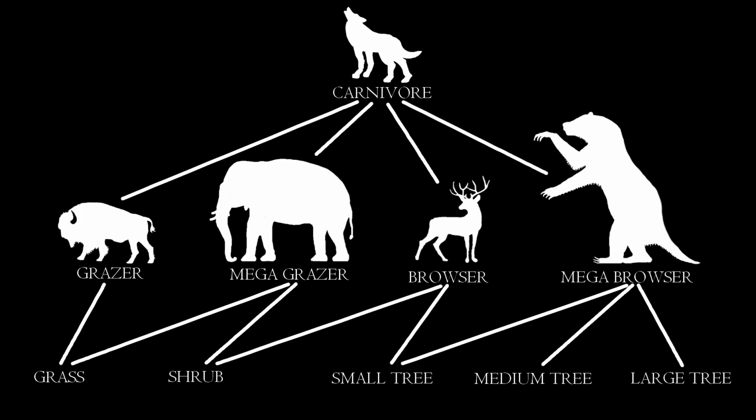Megabrowsers eat all kinds of trees. Most megabrowser species are extinct today. When creating this model, I had the megatherium in mind, a megasloth which lived during the Pleistocene. A living megabrowser today would be the giraffe. And of course, I have a carnivore, which eats the 4 other animals.